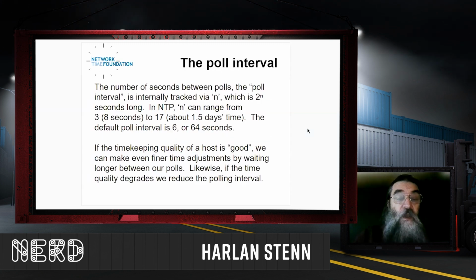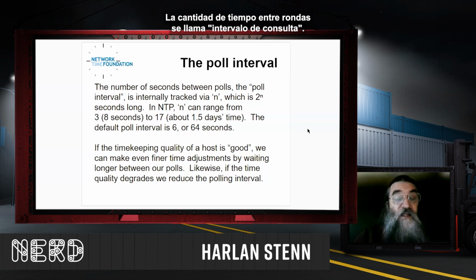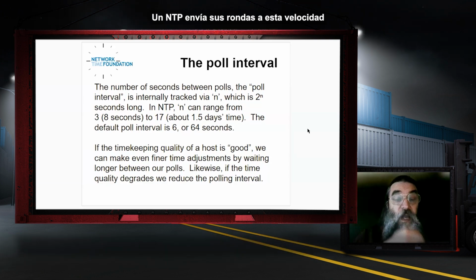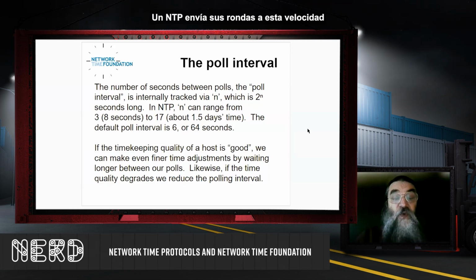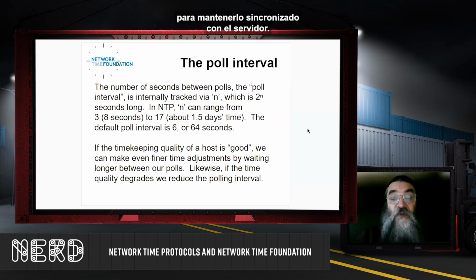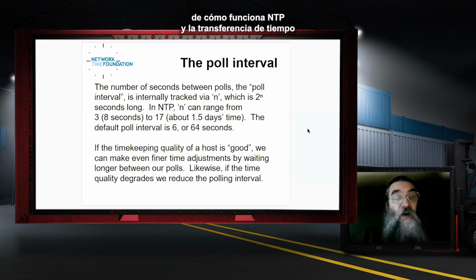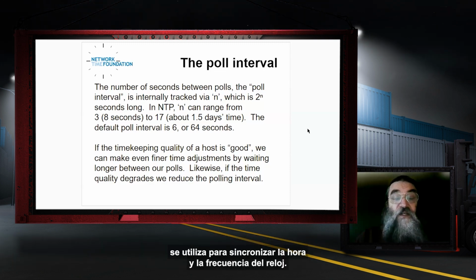The amount of time between volleys is called the poll interval, and NTP sends its volleys at this rate to best determine how to adjust its local clock to keep it synchronized with the server. And this has been a basic overview of how NTP and time transfer works, and how the information it provides is used to synchronize the clock's time and rate.